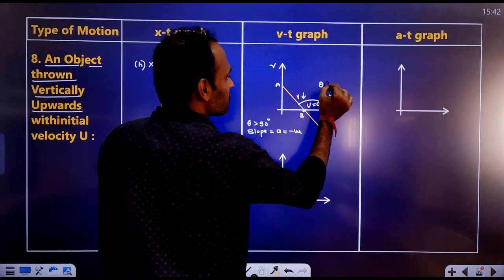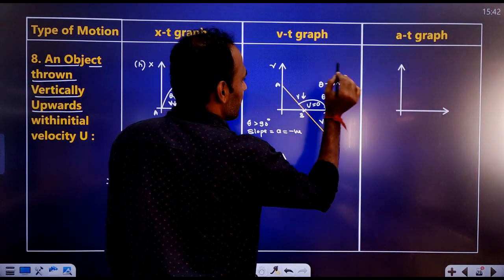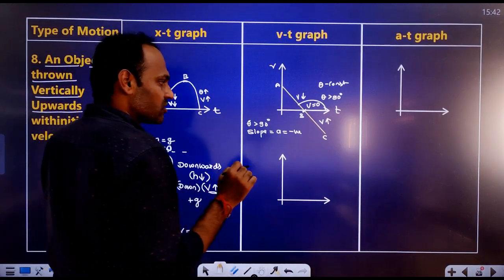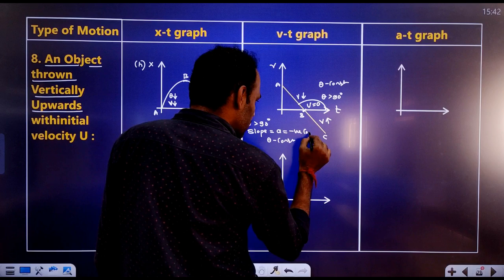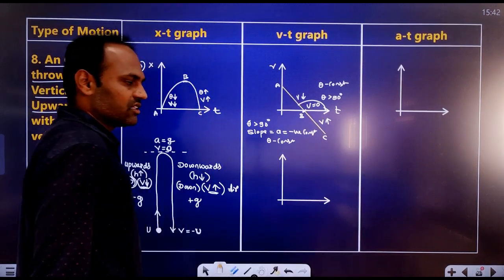What about the angle? Is the angle constant or is it changing? If it is a curve, the angle is changing. If it is a straight line, the angle is constant. So the angle is constant. Since the angle is constant, the acceleration is also constant.